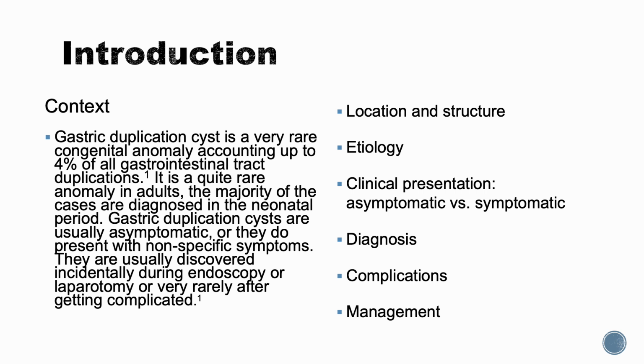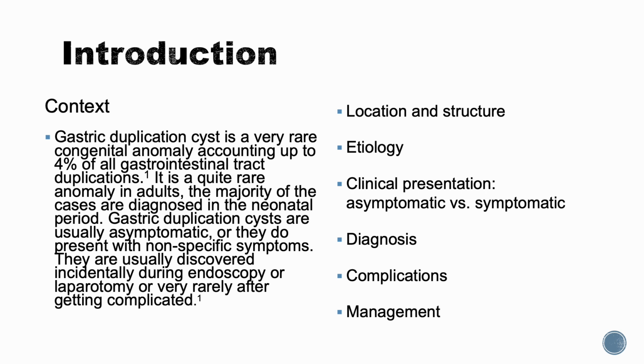Clinical presentation. Asymptomatic cases. Many GDCs are asymptomatic and are discovered incidentally during imaging studies or surgeries done for unrelated reasons. Symptoms. When symptoms do occur, they are often nonspecific and may include abdominal pain, vomiting, bloating, gastrointestinal bleeding, anemia due to chronic blood loss, or more rarely, perforation or infection of the cyst. In more severe cases, especially if the cyst becomes complicated, such as internal bleeding, perforation, or infection, the symptoms can be more acute and lead to significant clinical distress.